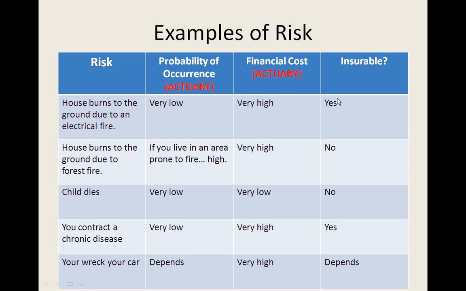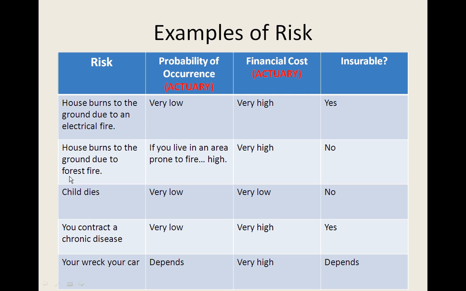Now, who makes the determination of the probability of something occurring and the financial cost? Well, that's done by an actuary. That's a profession that is able to look at data that happens all over the world, all over the country, break it down by gender, by region, and make these determinations of probability of occurrence and the financial cost.